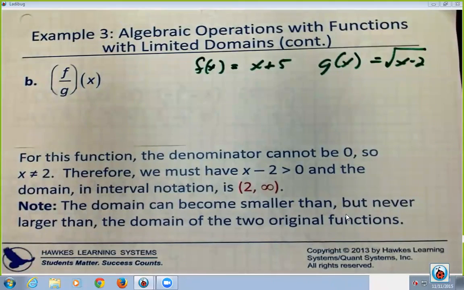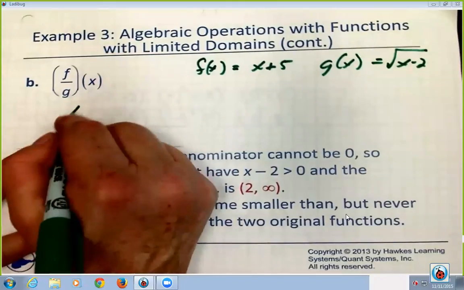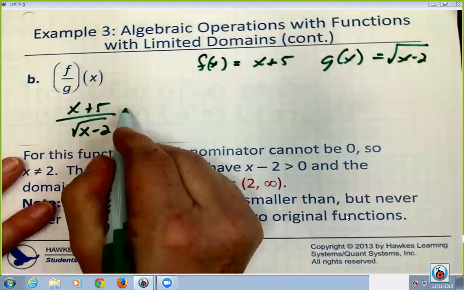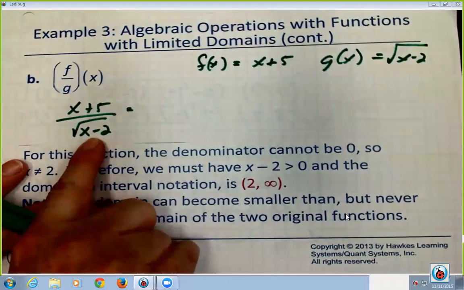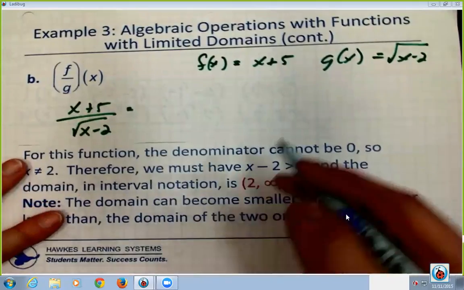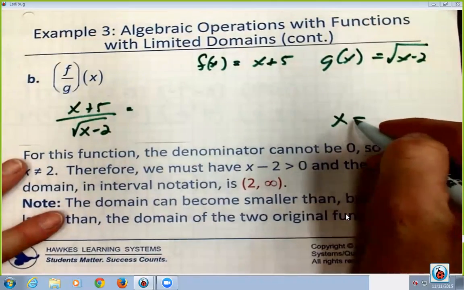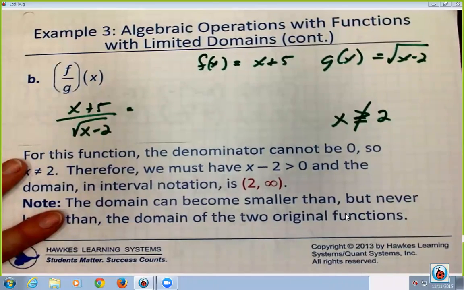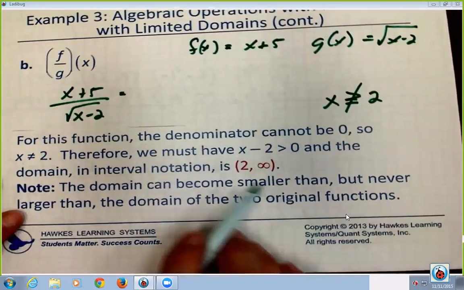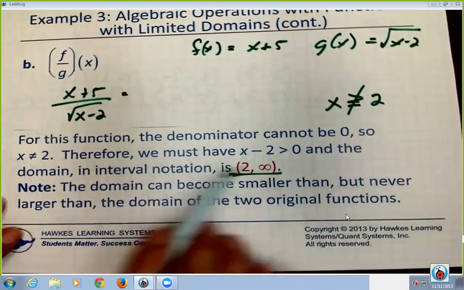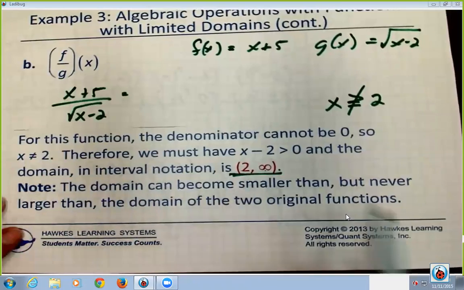And so if I plug those in, I'm just going to simply have x plus 5 all over the square root of x minus 2. And when I do that, again, my denominator limits this. So x can never be less than 2, as we had found before. So we have to limit that. When you're looking at this, it changes your domain. So your domain needs to be things that are greater than or equal to 2.